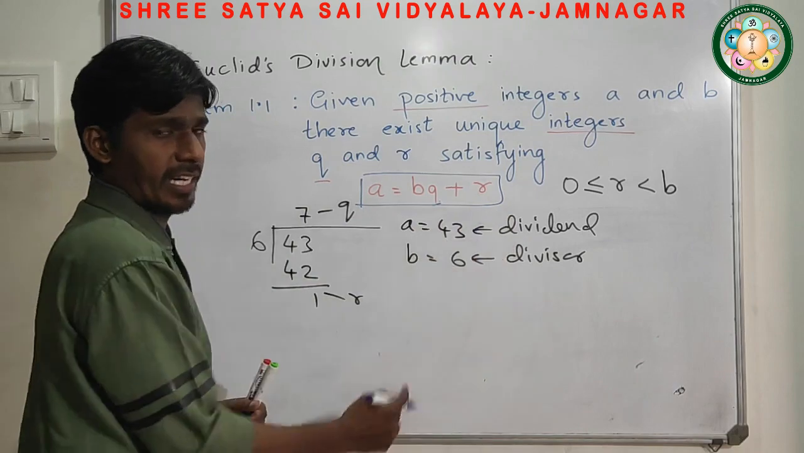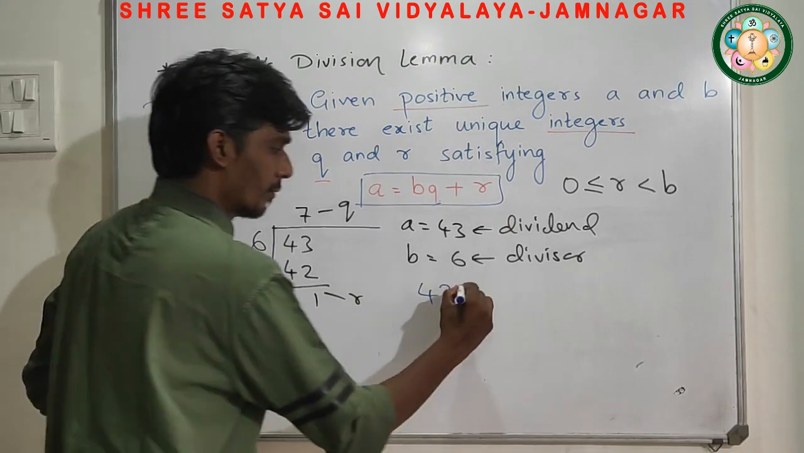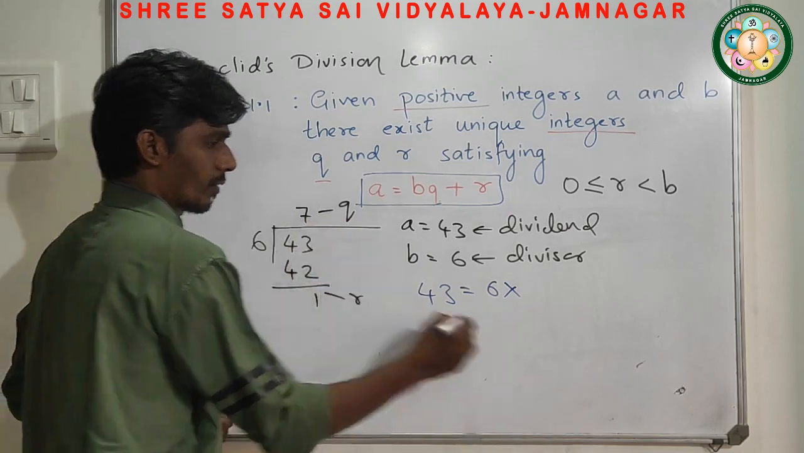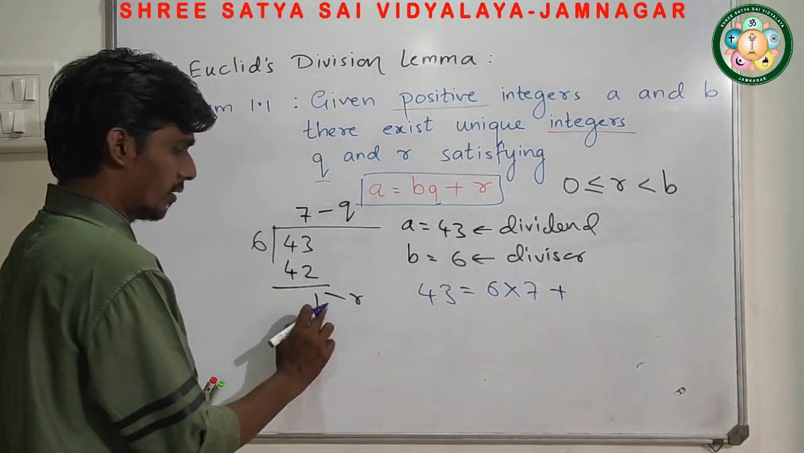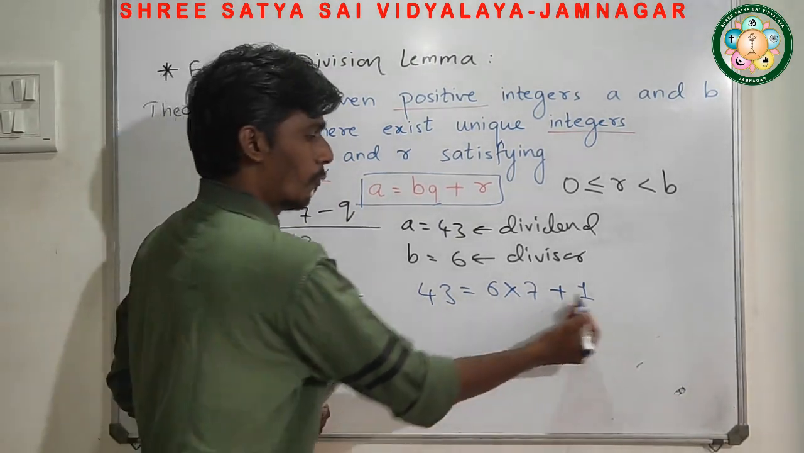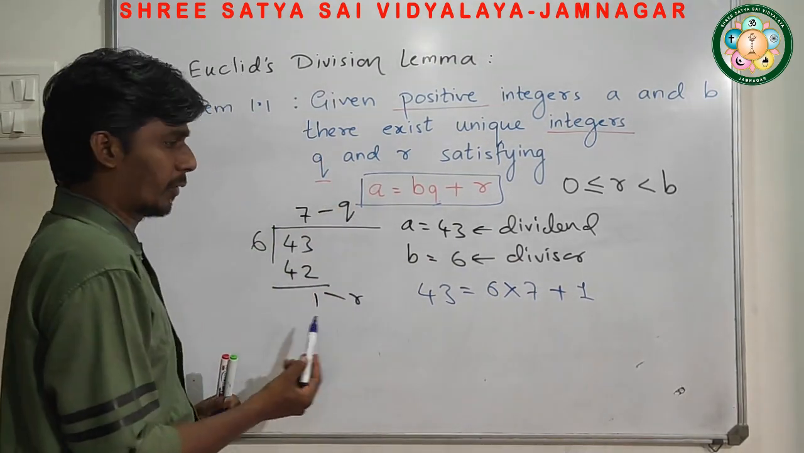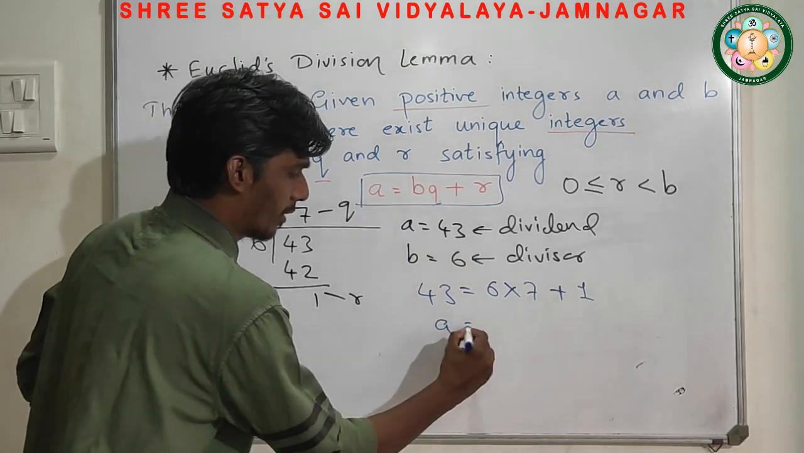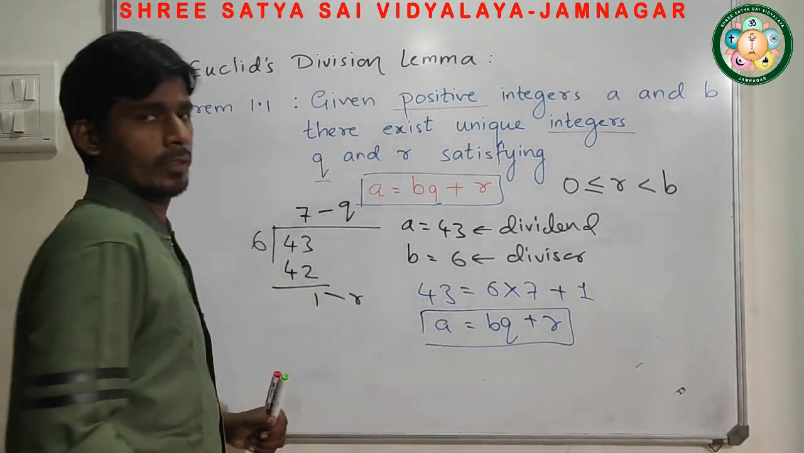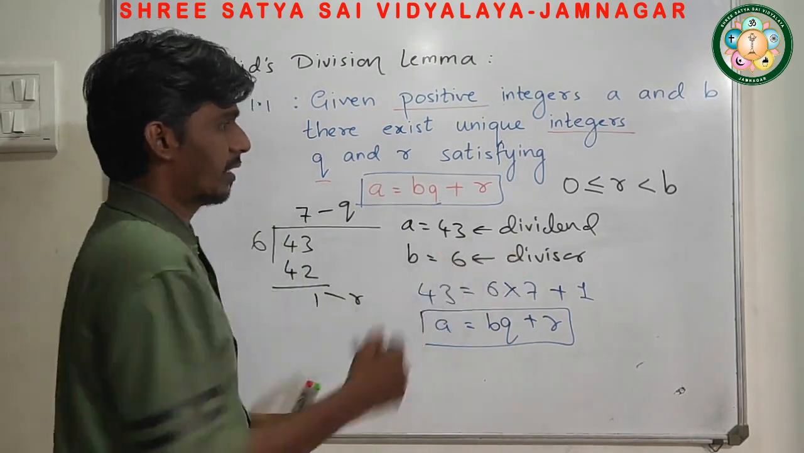This is the Euclid division lemma: A equals BQ plus R. A is 43, B is the divisor 6, Q is 7, and R is 1. So we can write 43 as 6 times 7, which is 42, plus 1, which is 43. This is the way we relate A and B, with Q and R. This condition is the Euclid division lemma, and this is its example.